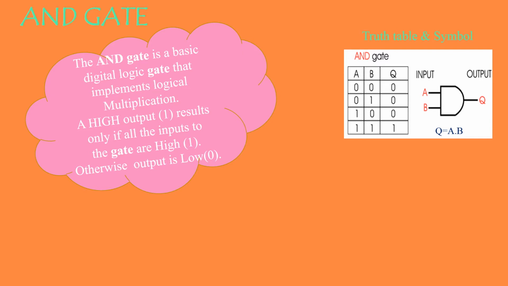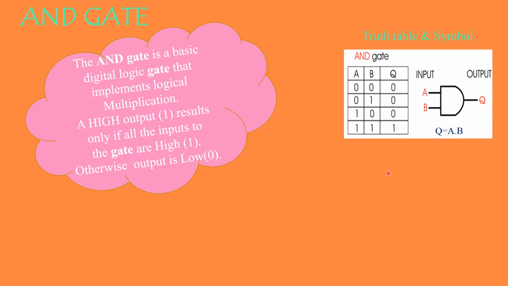So coming to the truth table, as I've told you, this AND gate is going to perform logical multiplication. So when you're performing multiplication, you can have a high output only when all your inputs are high. Look at the truth table, it is evident. Only when both the inputs are high, you will have a high output. For all other combinations, you will have a low output. And this is the symbol of your AND gate and this is your logical expression. Logical expression is nothing but your output. Q is equal to A into B.